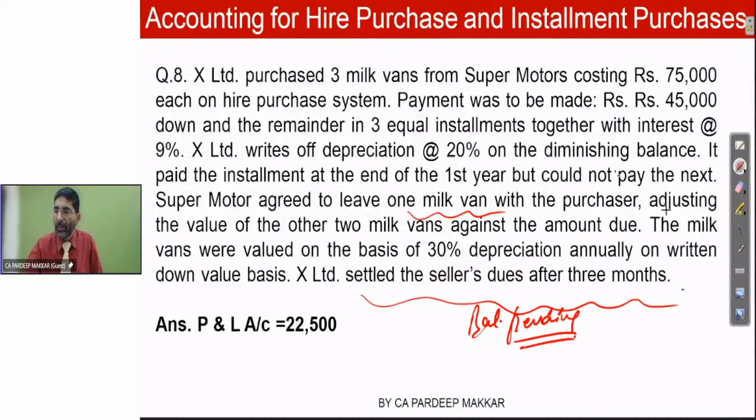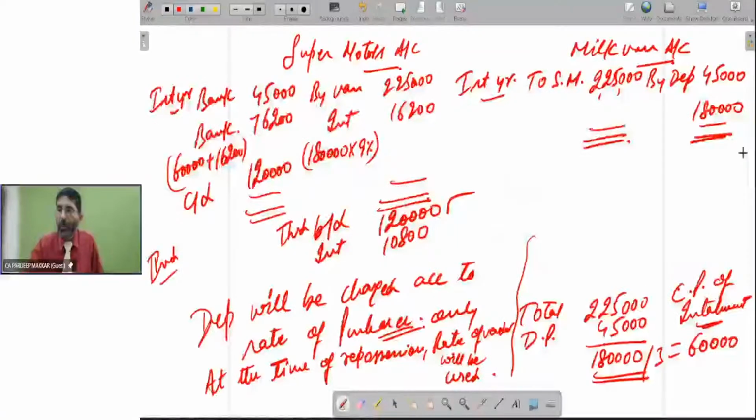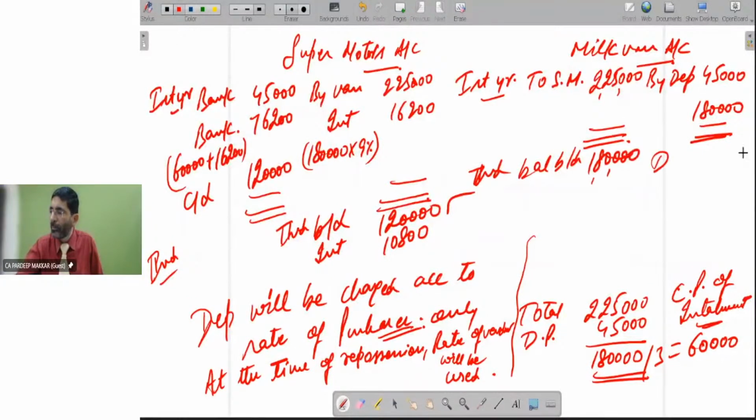But first of all, he's going to take over the milk vans at the end of the second year. So at the end of second year, we have not made the payment. Now he is going to take back the asset. So depreciation is 20% on return on value. Okay.